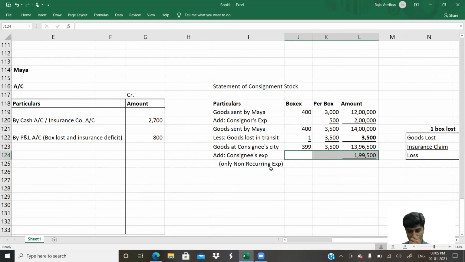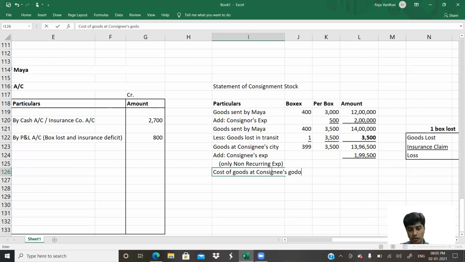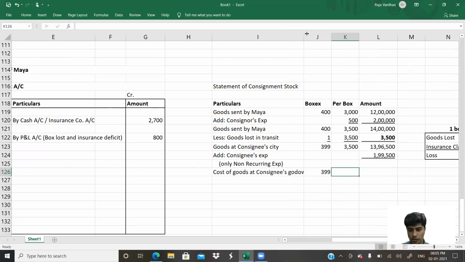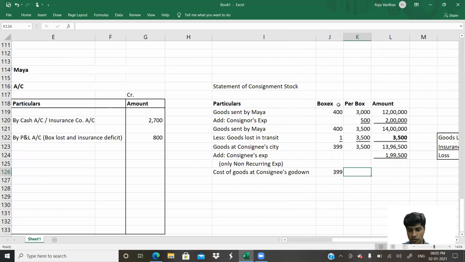Perfect. Does that increase the number of units? That doesn't increase the number of units. So the cost of goods at consignee's godown goes up. He has 399 units. What is the value of each of it? That we would have to figure out. How do we find it? It is the sum of these two items, 15,96,000. That is basically the per unit price.